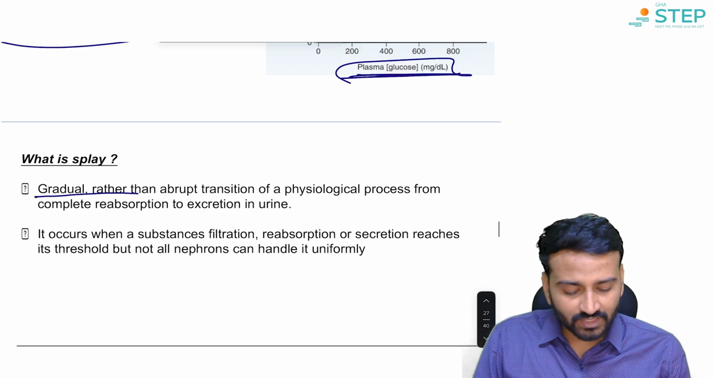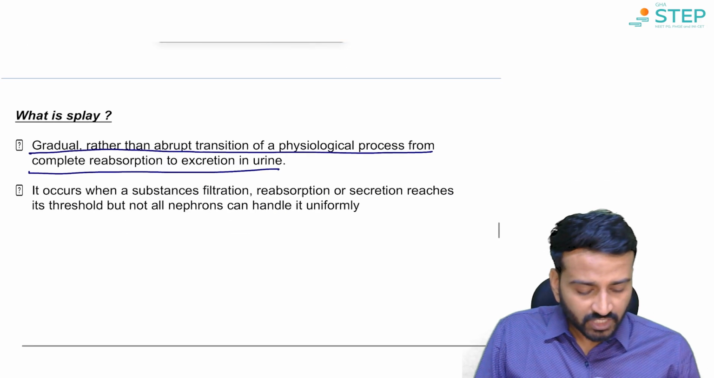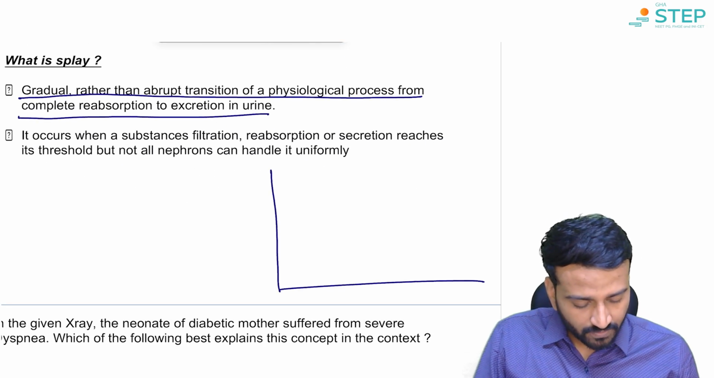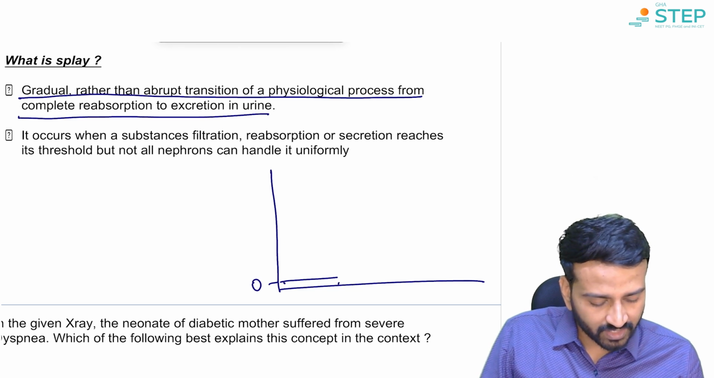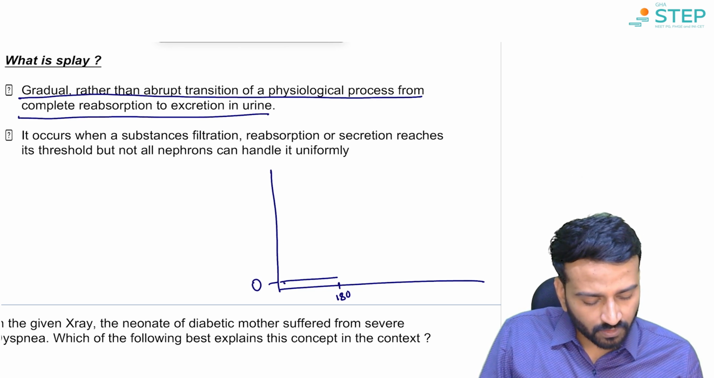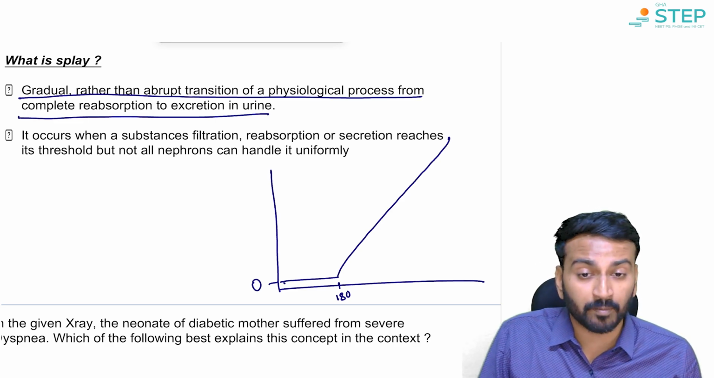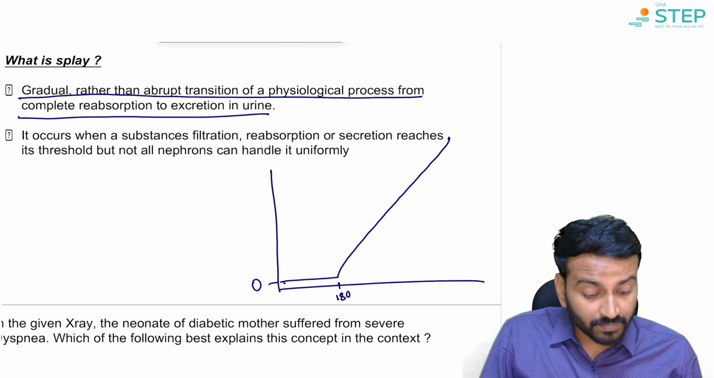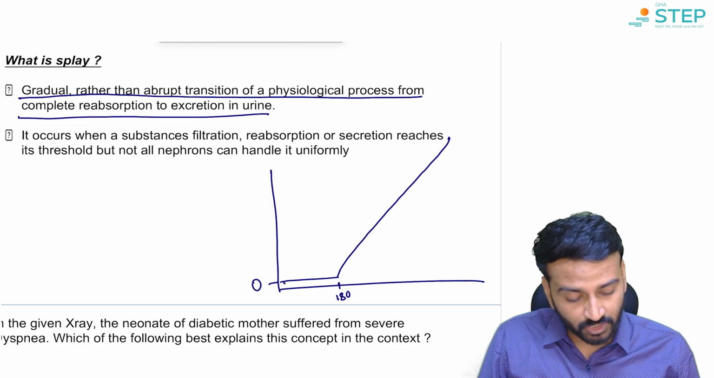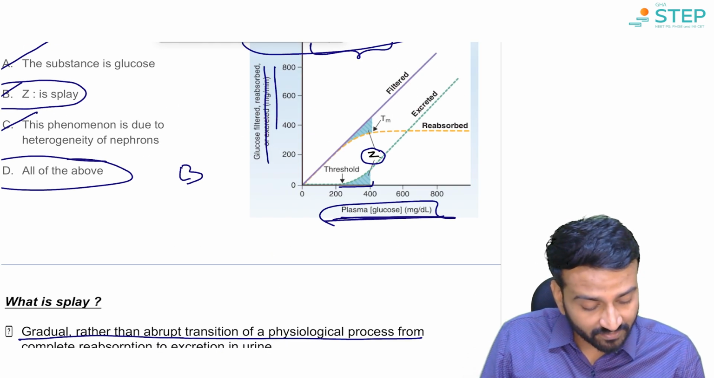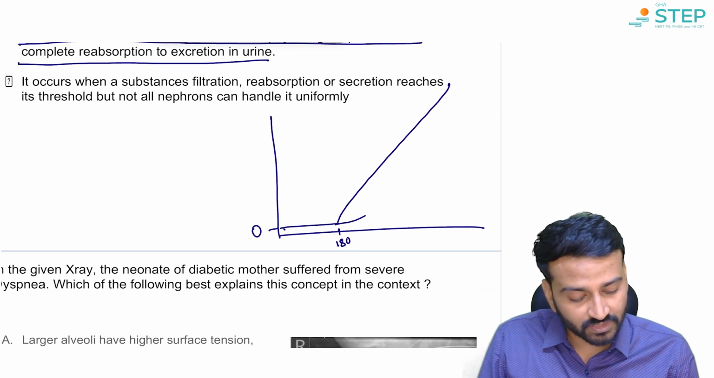See, the gradual rather than abrupt transition of physiological process from complete reabsorption to excretion. See, if the graph was plotted like this, okay, until this is the 0, let us say, until some point 180 per se, it is 0 in the urine appearance and suddenly it has increased. So there will be abrupt increase in the urinary excretion of glucose. But is it happening? No. We can see here there is a difference. Okay, it is showing that slowly, gradually it will increase.